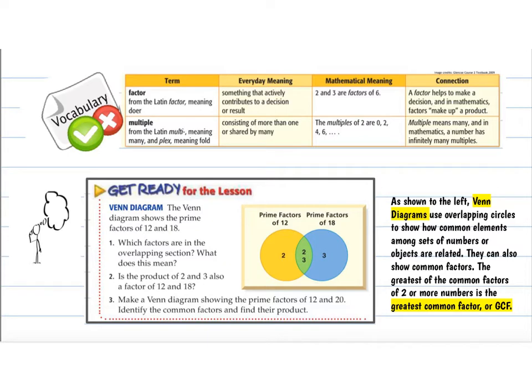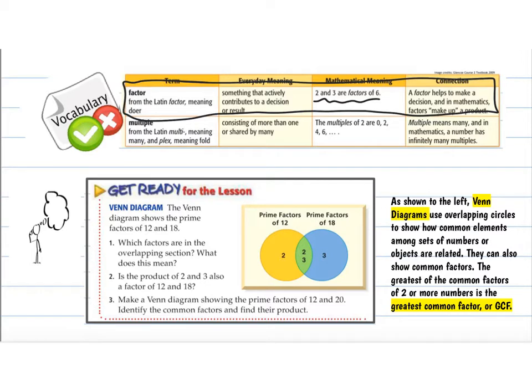Okay, so just a little recap up here. The word factor, these are the numbers that are multiplying together to make another number. So an example, 2 and 3 are factors of 6. Those are numbers that are multiplying together to make 6. Multiple we won't really touch on yet. That'll be more when we get to our least common multiple lesson.